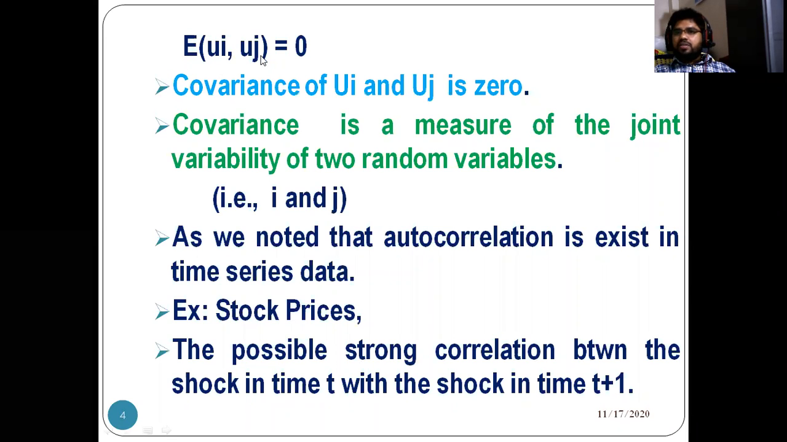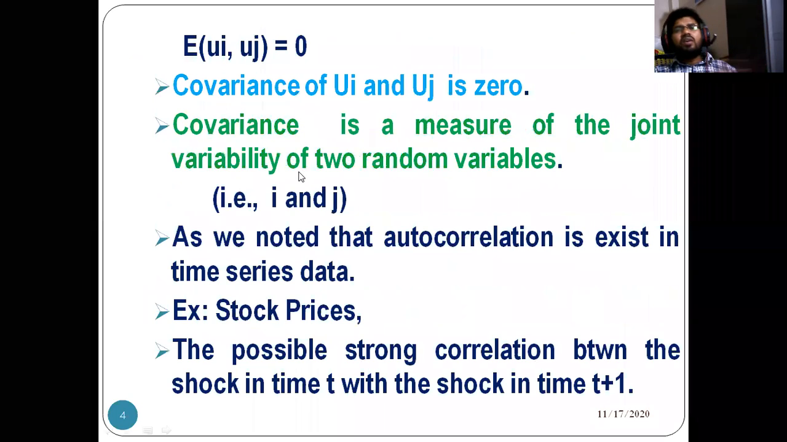So that is expected Ui is equal to 0. For example, sometimes they will ask that the covariance of Ui and Uj is 0. Sometimes they will ask what is covariance? Simple, the correlation between Ui and Uj is 0. That is called no autocorrelation.